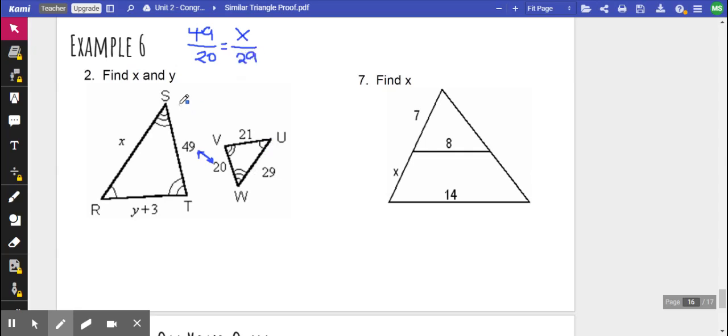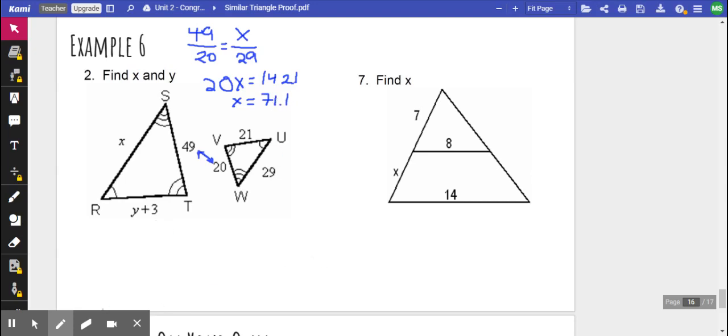And so let's solve this for x by doing 20 times x, cross multiplying again. And then we just do 49 times 29, which would be 1421. We're going to get a decimal here, but that is okay. So we now have 1421 divided by 20 equals 71.1 approximately.